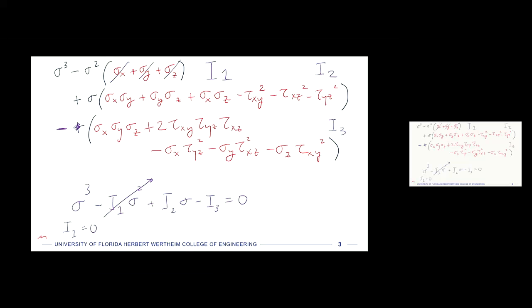And then the second invariant, the first three terms go away, and then we have just the negative sum of the squares of the shear stresses. And then in the third invariant, our first term goes away, and then the final three go away. So then we have 2 times the product of all of the shear stresses. Okay, so that cuts it down quite a bit.